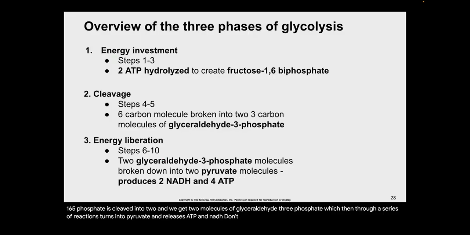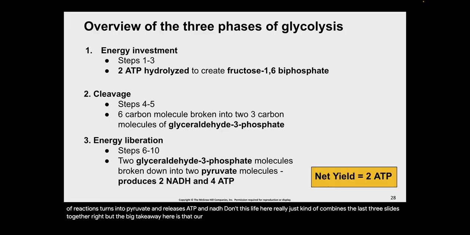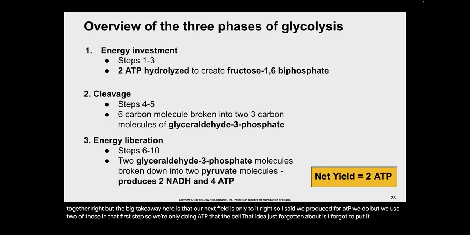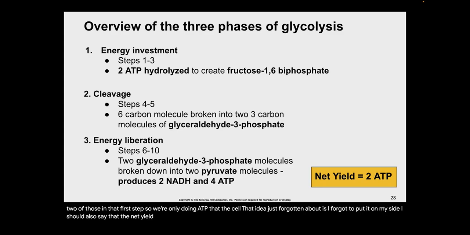So in this slide here, it really just combines the last 3 slides together. But the big takeaway here is that our net yield is only 2 ATP. So I said we produced 4 ATP, which we do, but we use 2 of those in that first step. So we're only really producing 2 ATP that the cell can use. Now we're also producing 2 NADHs. Not that NADH is forgotten about, I forgot to put it on my slide. I should also say that the net yield equals 2 ATP and 2 NADHs.